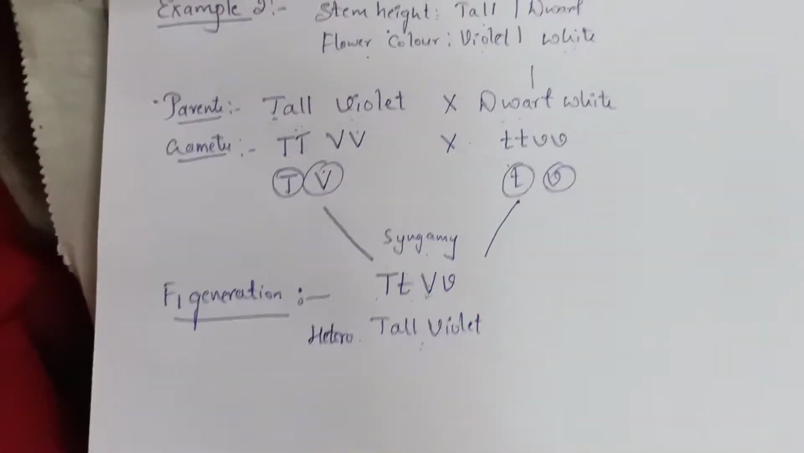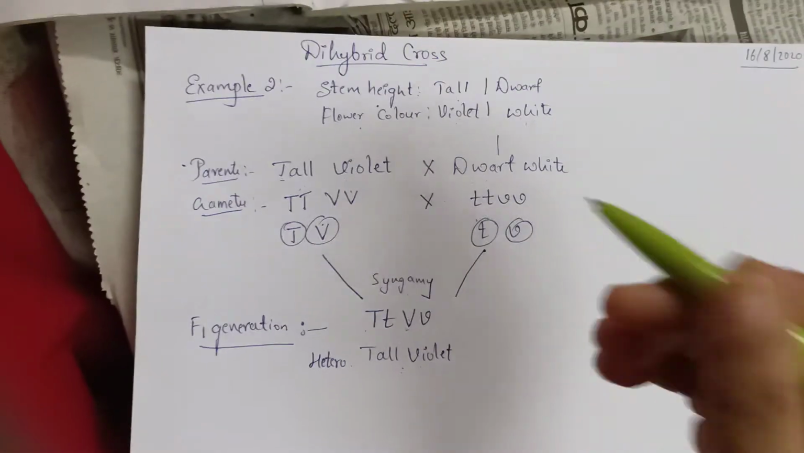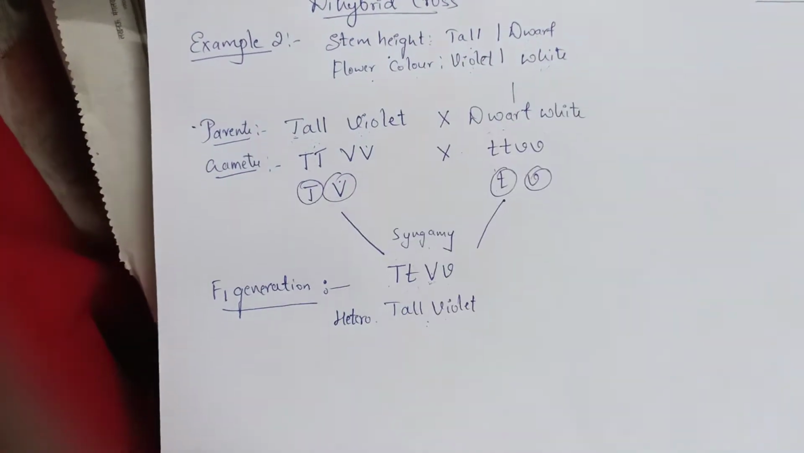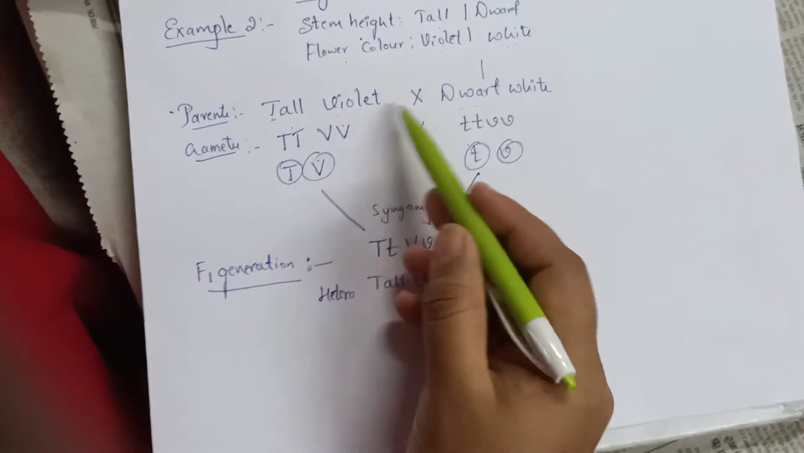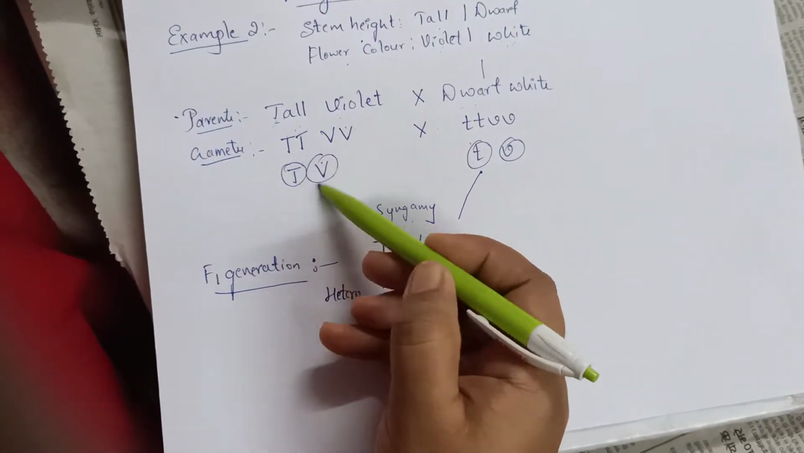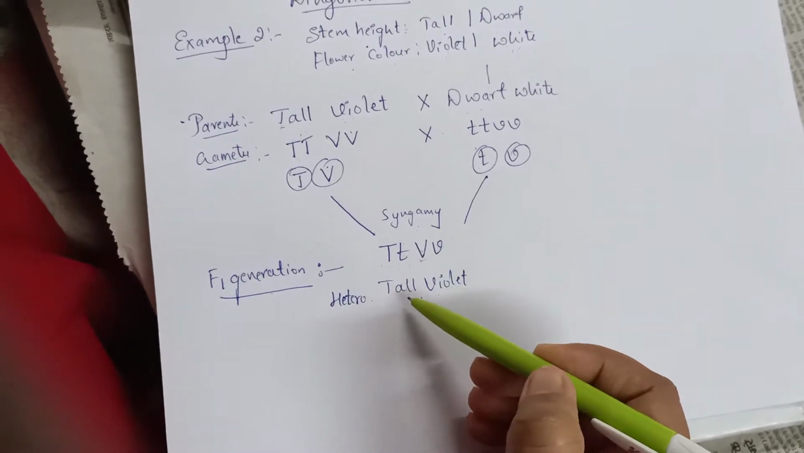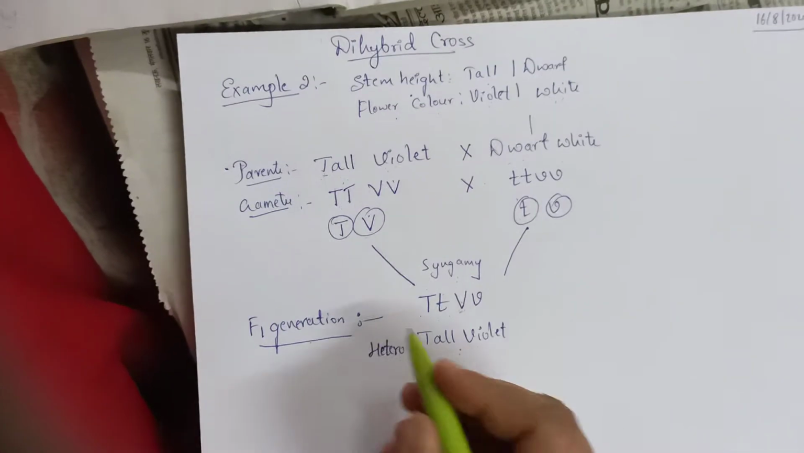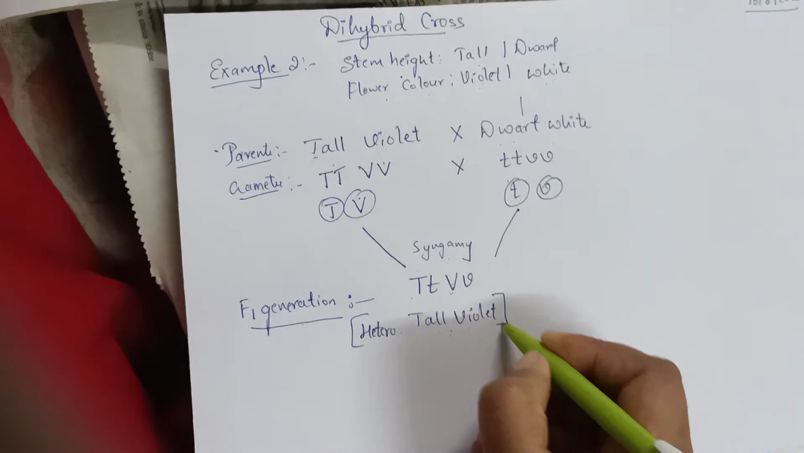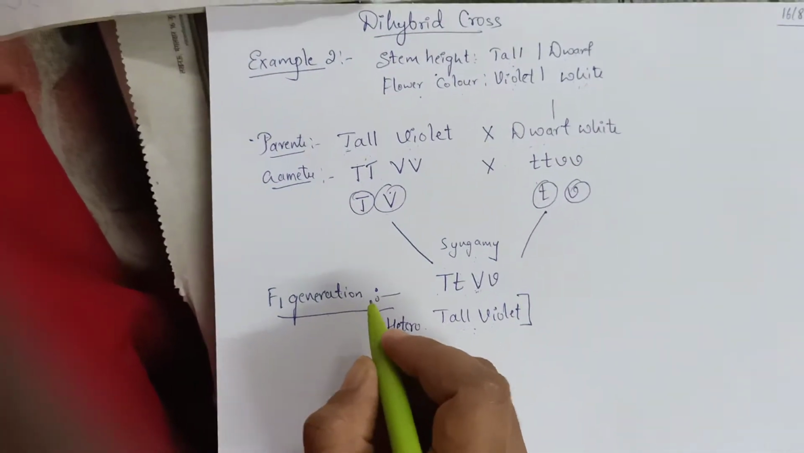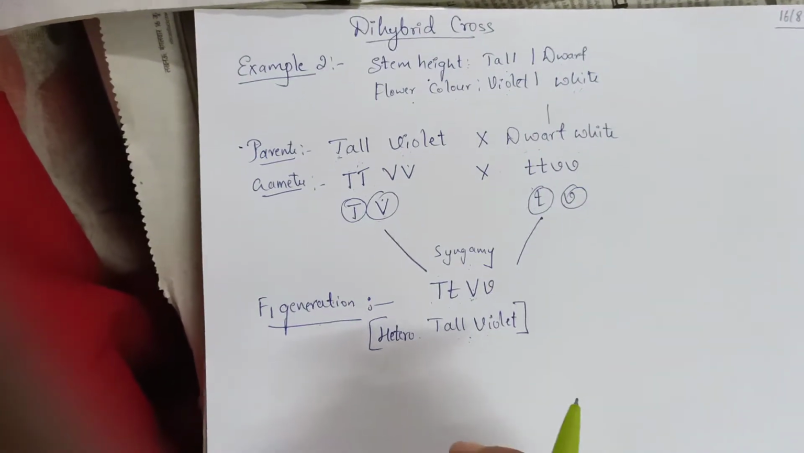So this is our first step. First we need to select parents. Then we have to write the gametes. Then we have to write the F1 generation. It is very important to write the character which is expressed in the F1 generation. So this is about the first half.